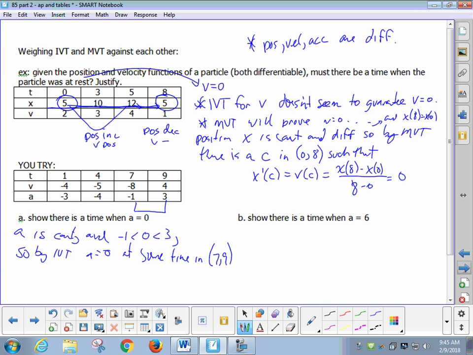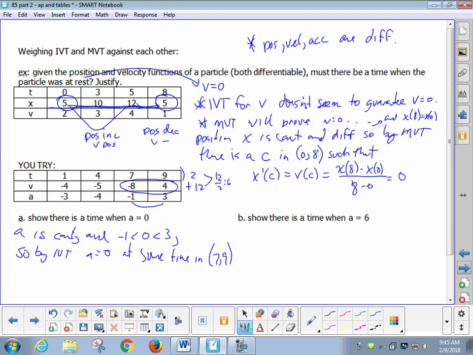What about A equals 6? Proving acceleration is 6. I think you'll agree that IVT is out, but is there an MVT approach that we can use? Which points? 7 and 9. Yeah, the change in velocity is up 12 in 2 seconds. So that's an average change of 6. So there must be an instantaneous one.